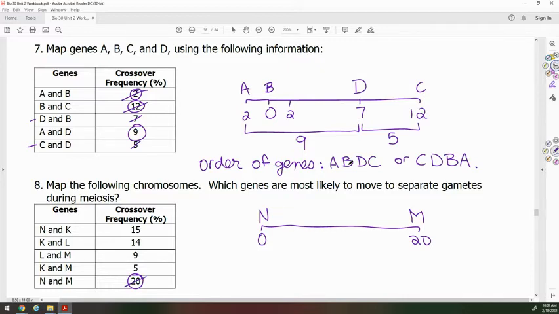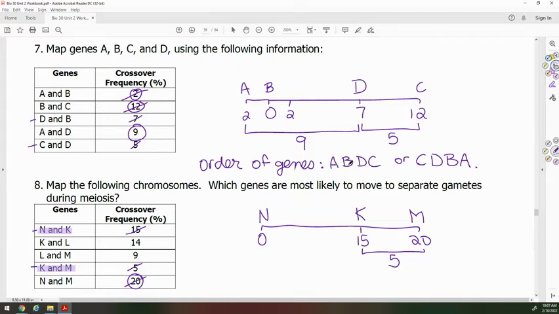Next, let's look for a gene that is between N and M. And I can see that we have a distance from K to N and K to M. That means K is in the middle of them. K is 15 away from N, and it's 5 away from M. So that works out because 15 plus 5 is 20.